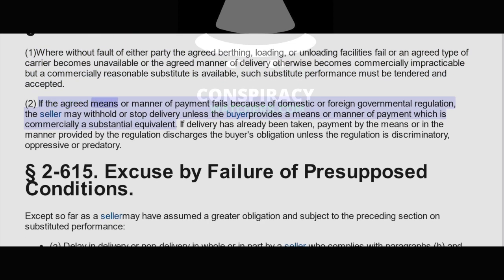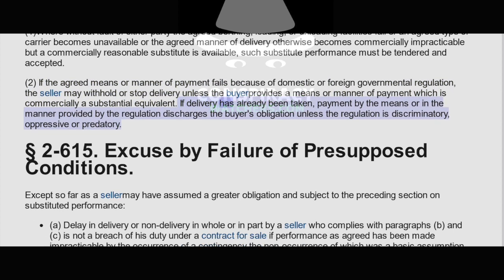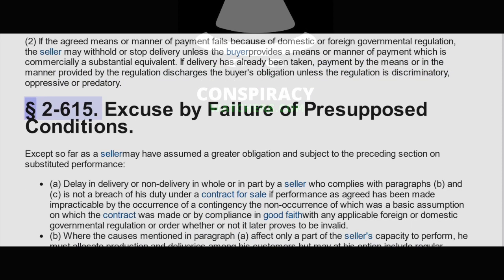If the agreed means or manner of payment fails because of domestic or foreign governmental regulation, the seller may withhold or stop delivery unless the buyer provides a means or manner of payment which is commercially a substantial equivalent. If delivery has already been taken, payment by the means or in the manner provided by the regulation discharges the buyer's obligation unless the regulation is discriminatory, oppressive or predatory. Section 2-615. Excuse by failure of presupposed conditions.